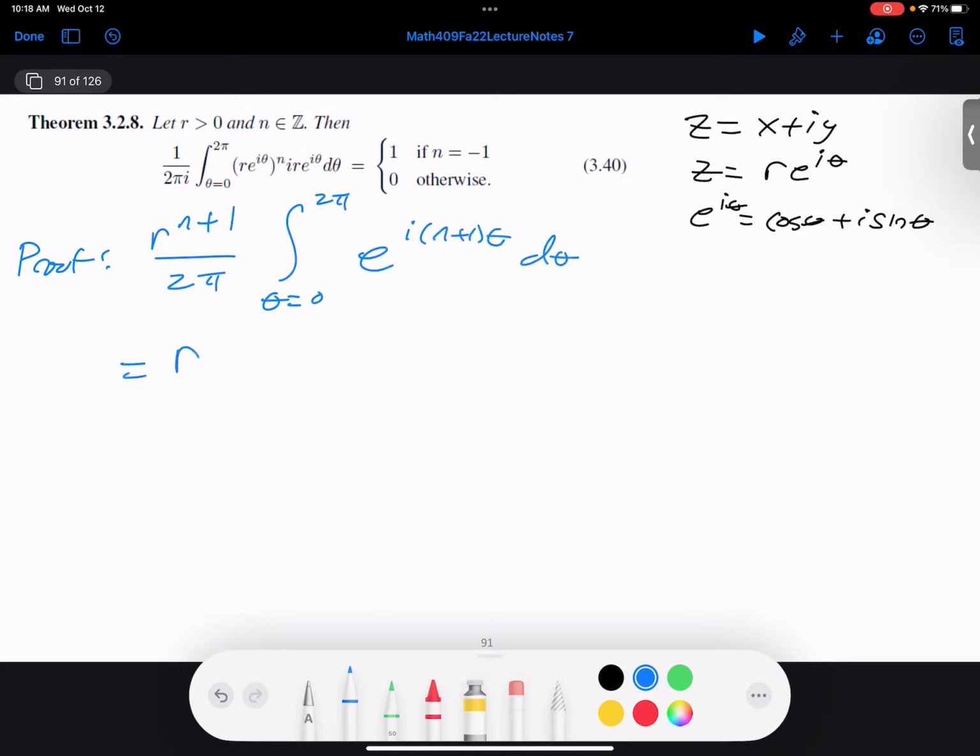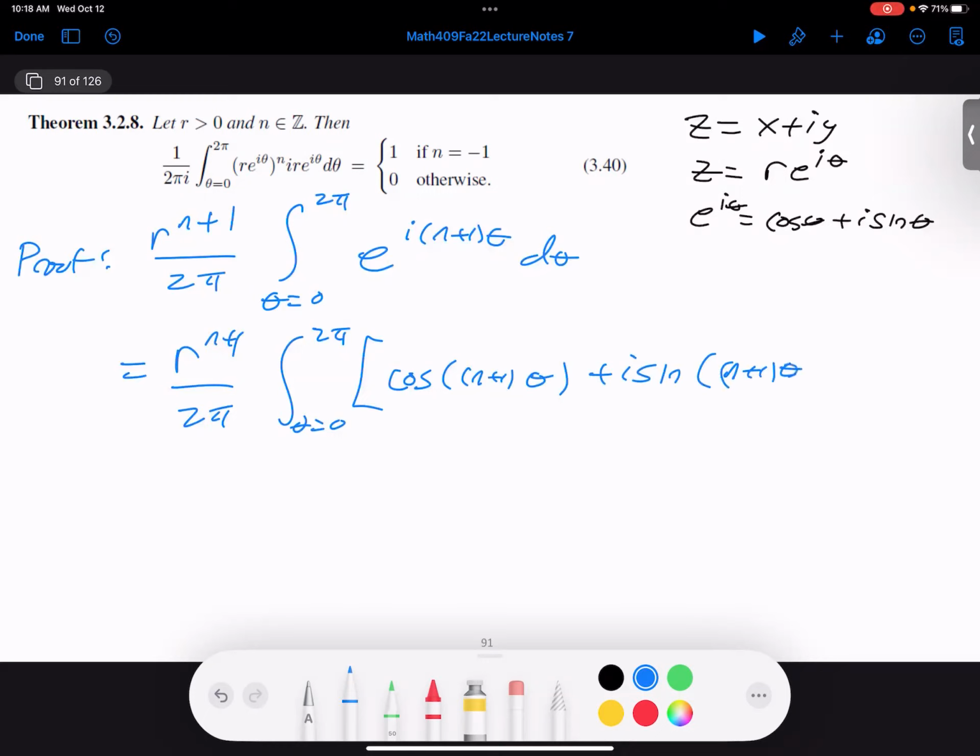So this is r^{n+1} over 2π, integral θ goes from 0 to 2π. And I'll write it out slowly: cosine (n+1)θ plus i sine (n+1)θ dθ. And this should remind you of stuff we saw when we talked about the Goldbach problem and when we were integrating sines and cosines. So if you integrate cosine or sine over a full number of periods, what do you get? 0. So the sine term is always going to be 0.